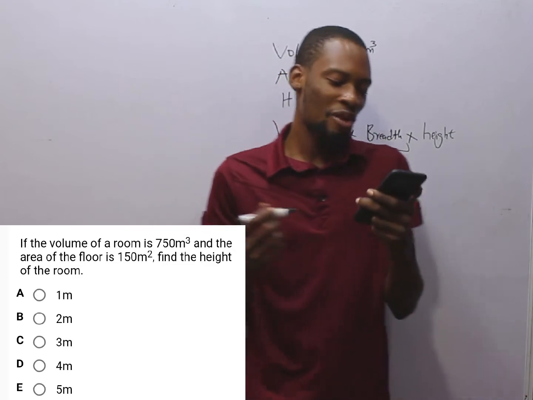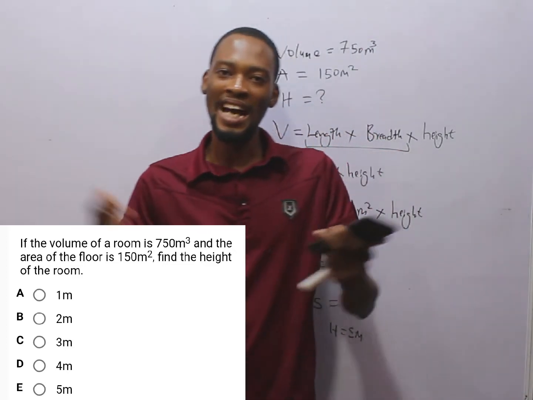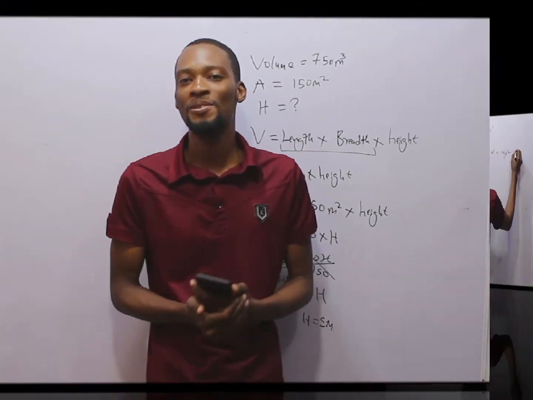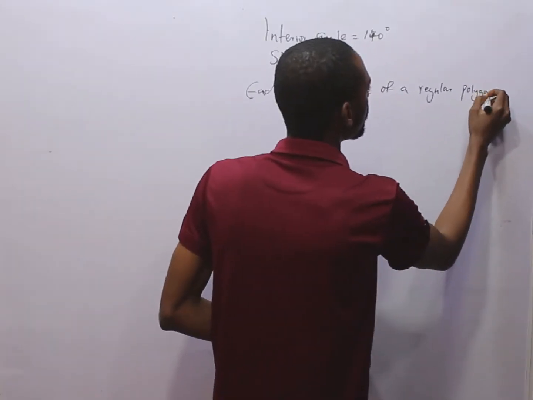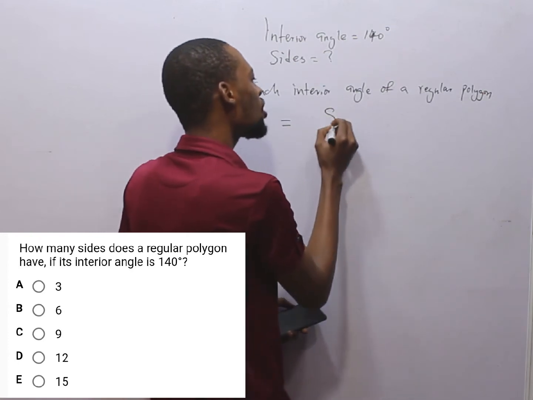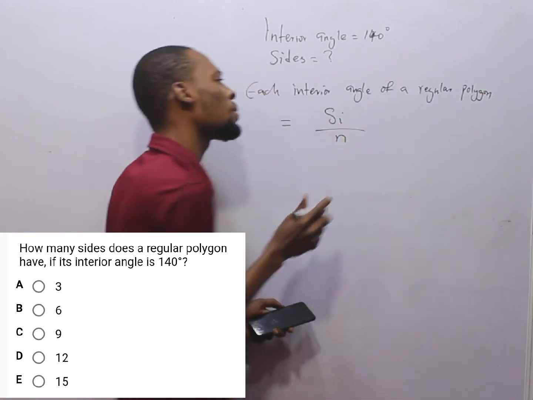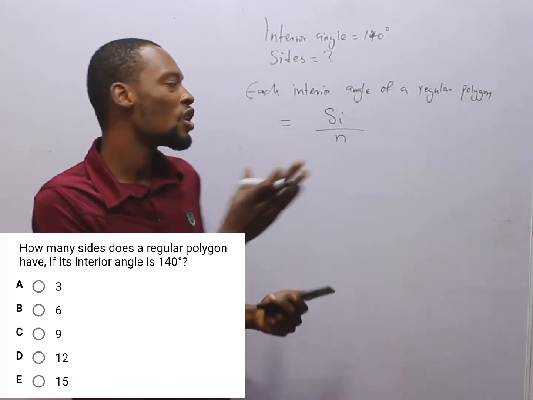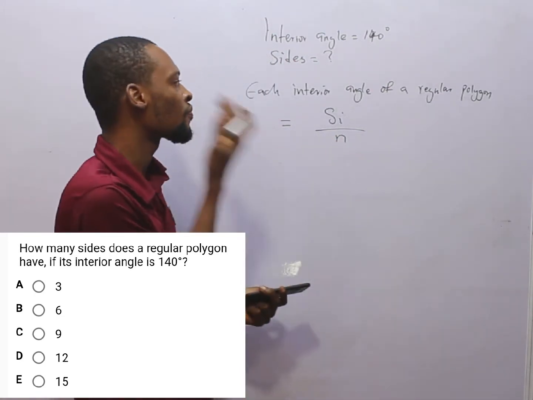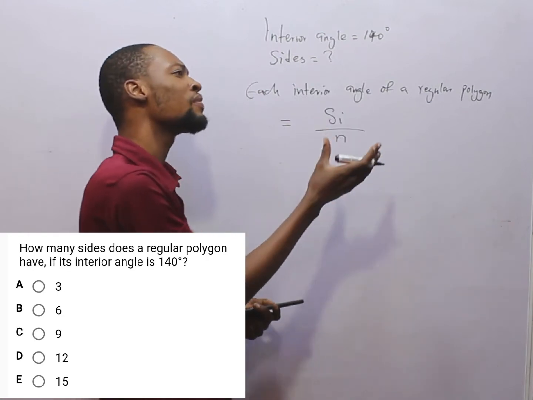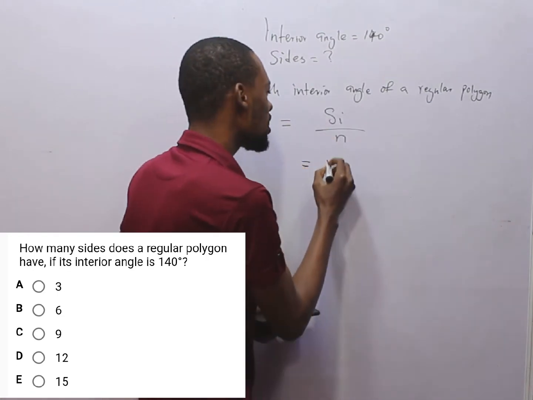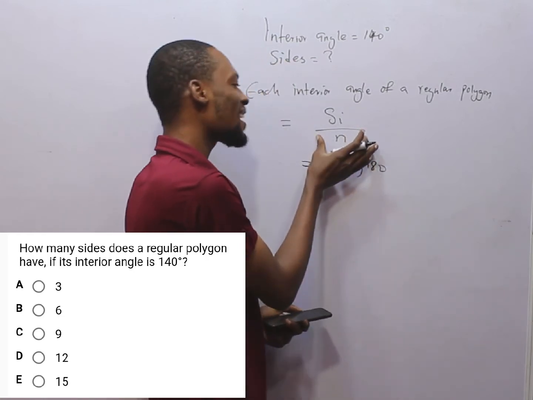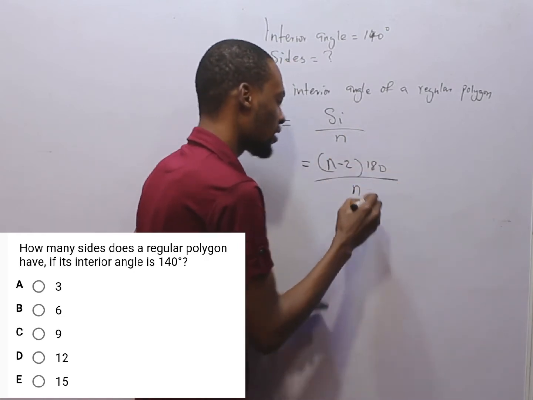Looking at this, option E is the correct option. Height is 5 meters. Look at the next question. Each interior angle is equal to the sum of interior angles over the number of sides. This is the formula for calculating each interior angle of a regular polygon. Now, the sum of the interior angles is equal to n minus 2 times 180, over the number of sides, which is simply over n.